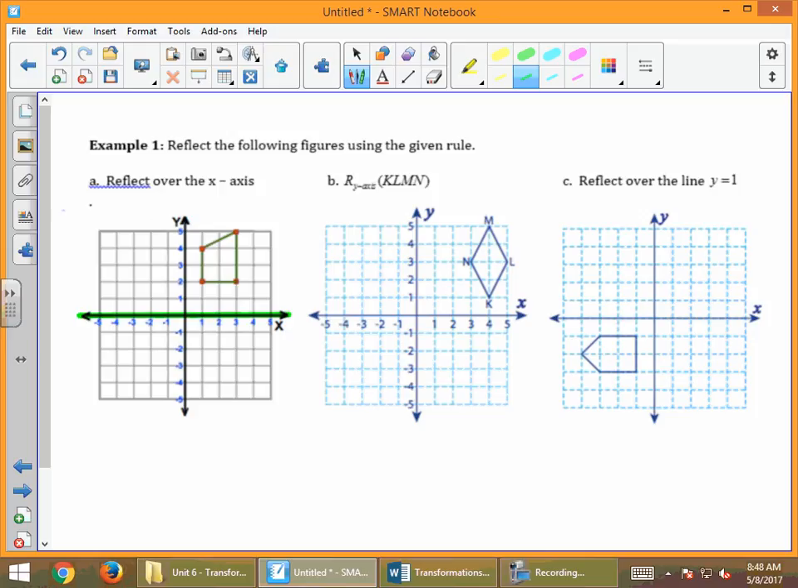So I'm going to take each vertex and count how far it is away from the line I'm reflecting over. So this guy right here is 1, 2 away. So then I'm going to go 1, 2 in the other direction. Again, 1, 2 till I get to the axis that I'm reflecting over, and then I go 1, 2 in the opposite direction.